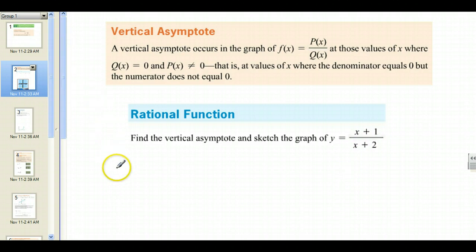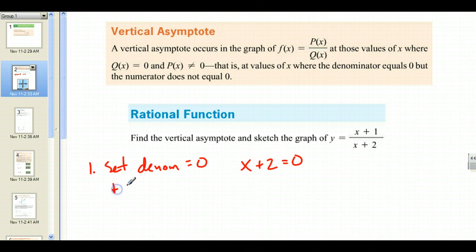Alright, so what we're going to do to find a vertical asymptote is, the first thing we do is set the denominator equal to 0. Alright, so x plus 2 equals 0, and solve. So subtracting 2 from both sides gives me x equals negative 2. Okay, now you'll be able to just do this by looking at it a lot of times. Alright, so that makes the denominator equal 0.